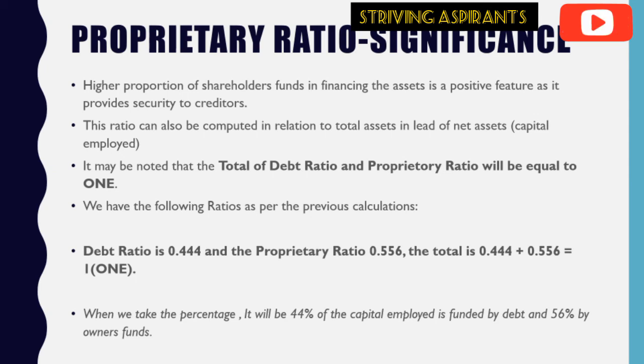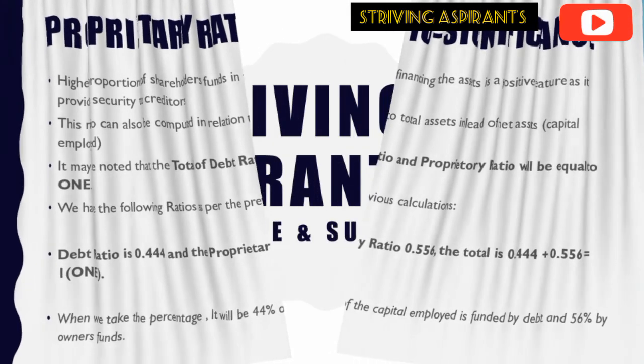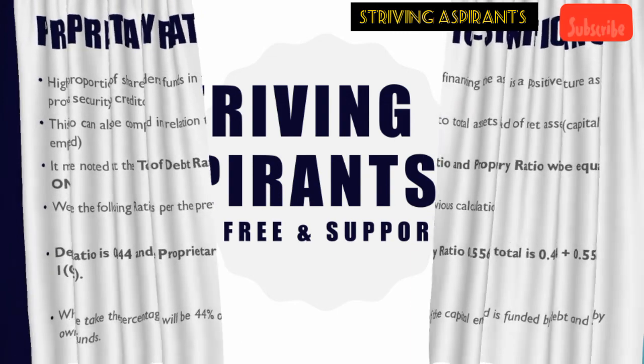When we take the percentage of both, 44% of capital employed is funded by debt and 56% by owner's fund. So that's all about the solvency ratios. We have seen only the first part related to solvency ratios. I believe that you got a simple idea regarding these three ratios we have discussed here.